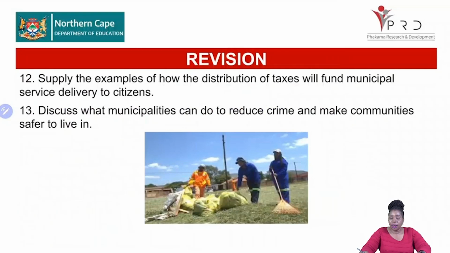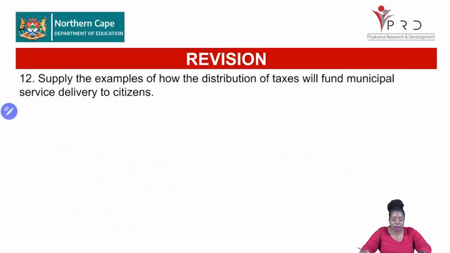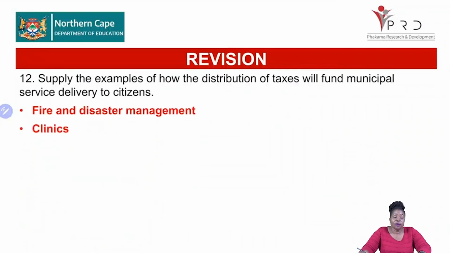Right, we should be done. Let's move on to the answers. Question 12 says, supply the examples of how the distribution of taxes will fund municipal service delivery to citizens. Firstly, fire and disaster management.